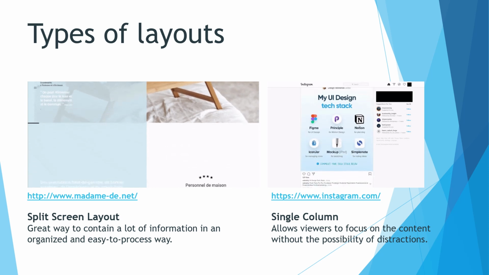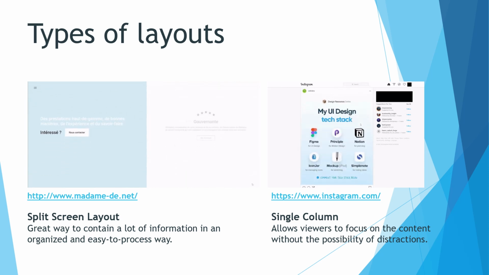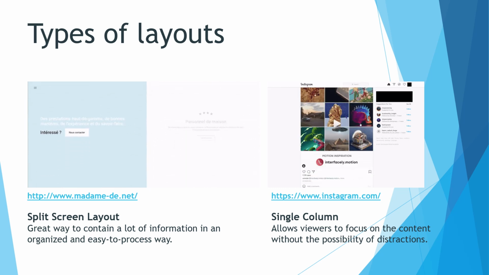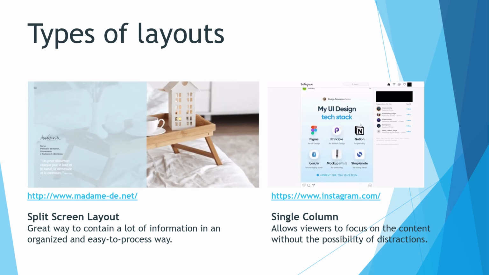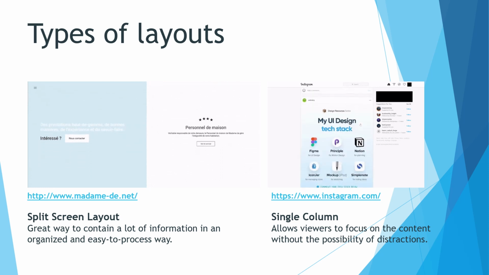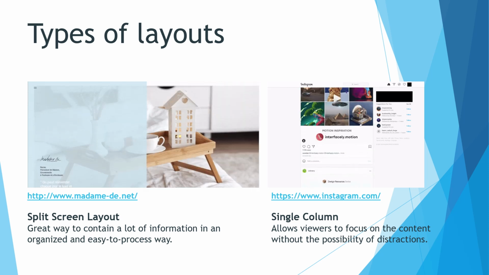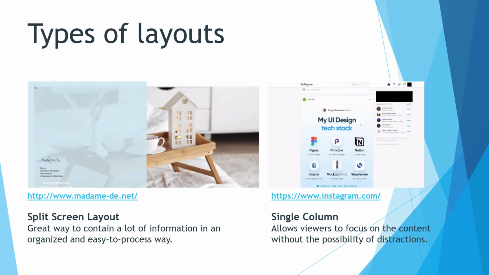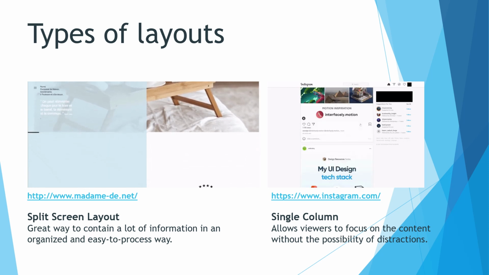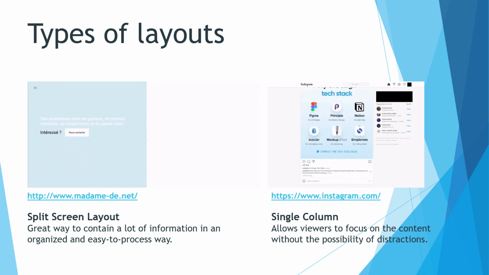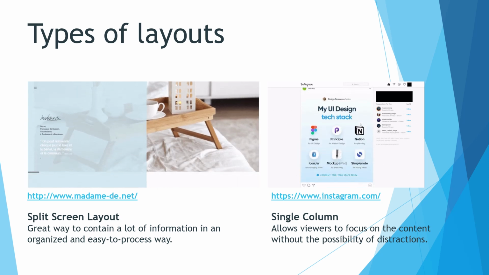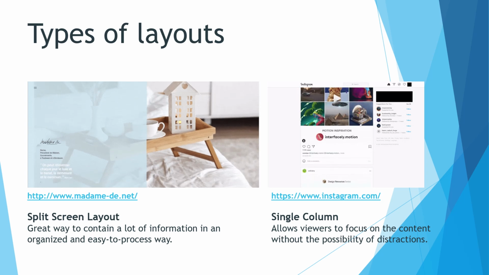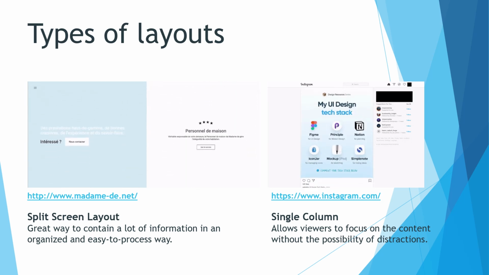The other type is a single column, and this is a popular choice for a lot of modern websites. Single column layouts have the advantage of allowing viewers to focus on the content without the possibility of distractions. So a good choice for this might be blogs or news feeds with endless scrolling. It also keeps the design consistent as far as mobile devices.